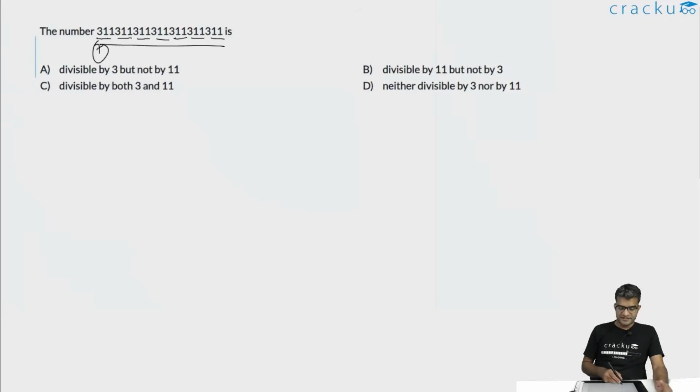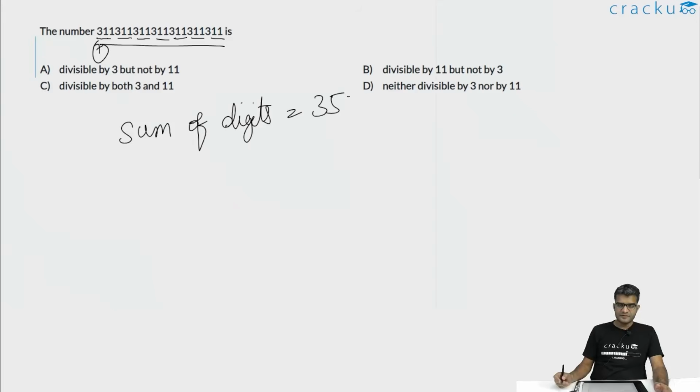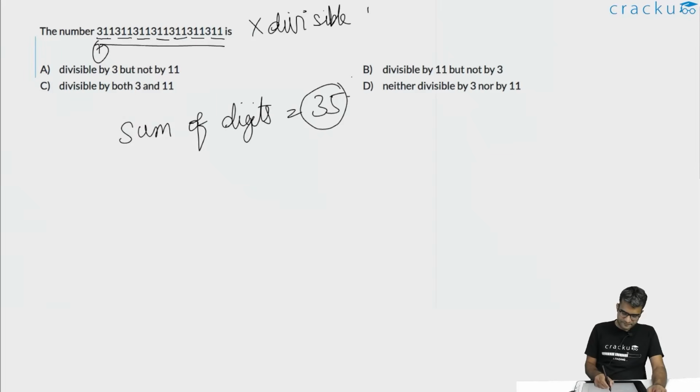So the total sum of the digits will be, 3 plus 1 plus 1 is 5, so the sum of the digits is equal to 35, because 311 is repeated 7 times and in 311 the sum of the digits is 5, 5 into 7 is 35. Is 35 divisible by 3? It is not divisible by 3. So this number is not divisible by 3. So it is not option A, it is not option C, it has to be either option B or option D, depending on whether this is divisible by 11 or not.